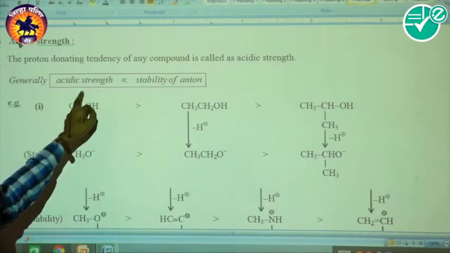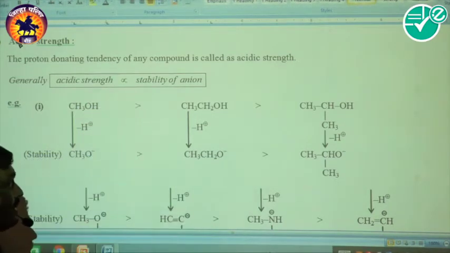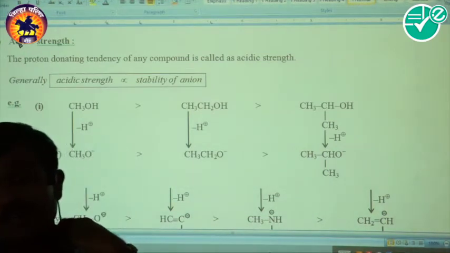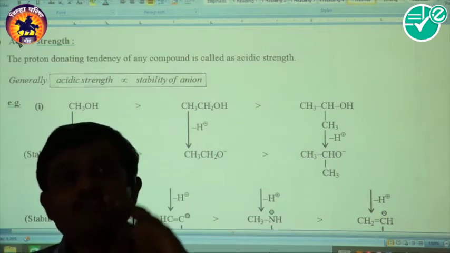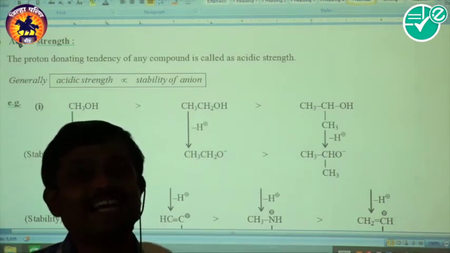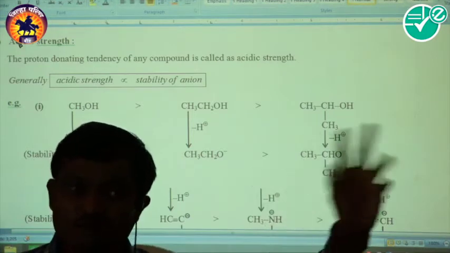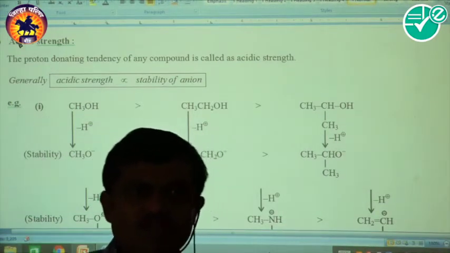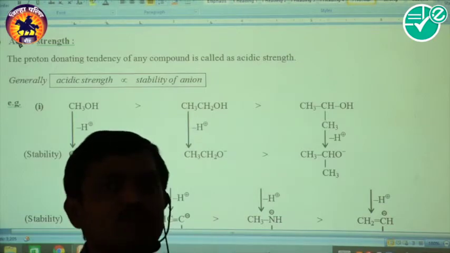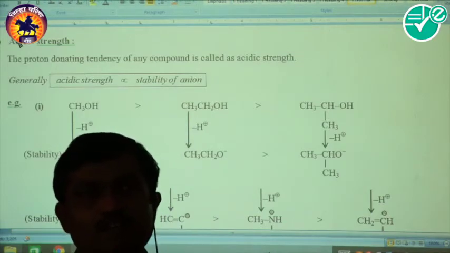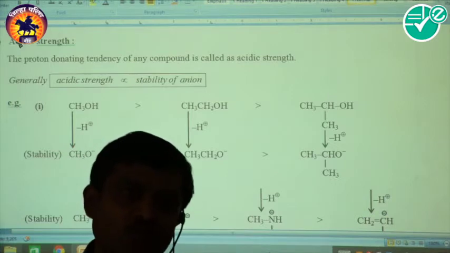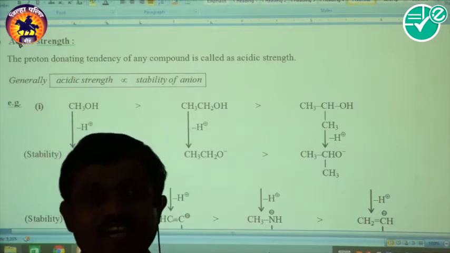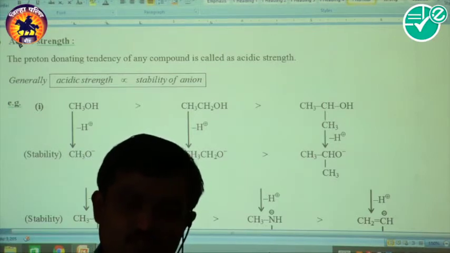So here the acid strength is directly proportional to the stability of the anion. It means that if the acid is there, it will convert into its anion and H plus. If the product, that is the anion, is more stable, then this reaction is more favored in the forward direction, and therefore, if the stability of the anion is more, we say that the strength of the acid is more.